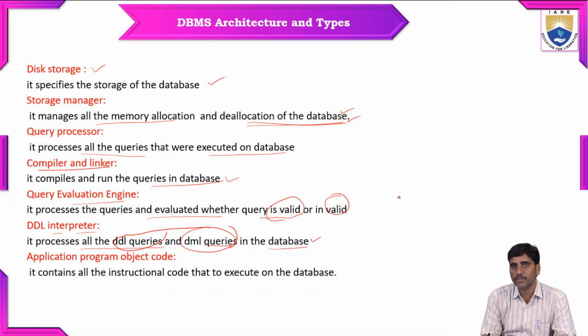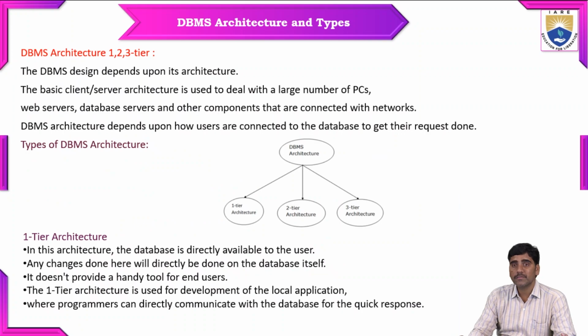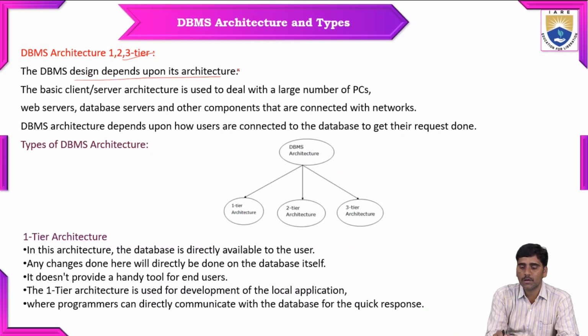And application program object code contains all the instructional code that is to be executed on the database. So this is the importance of each and every component present in the DBMS architecture. And here are the types of DBMS architecture. There are 3 types of architectures: the first is 1-tier architecture, the second is 2-tier architecture, and the third is 3-tier architecture. DBMS design depends upon its architecture.